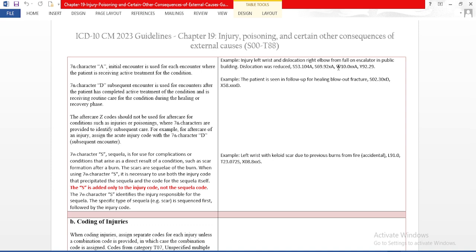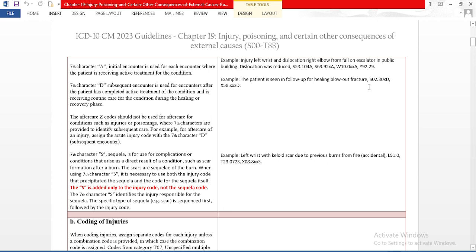As all of us know, most of the time in chapter 19 we need to use external cause codes, as here the patient is undergoing active treatment for the first time. So here we have added initial encounter, A, as a seventh character. We have one more example here. The patient is seen in follow-up for healing blowout fracture.